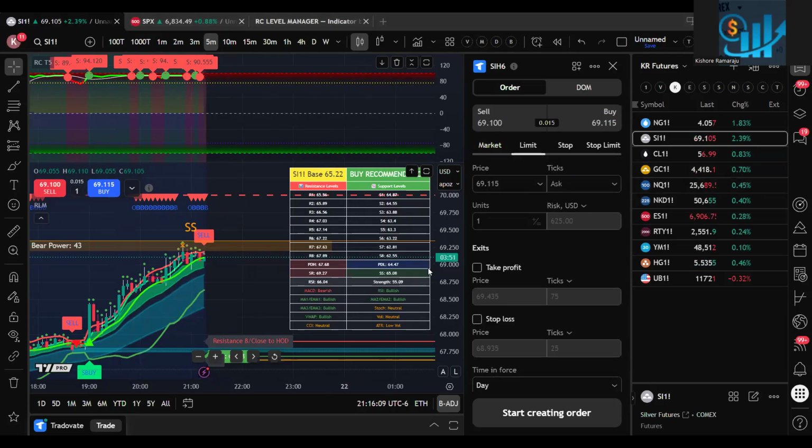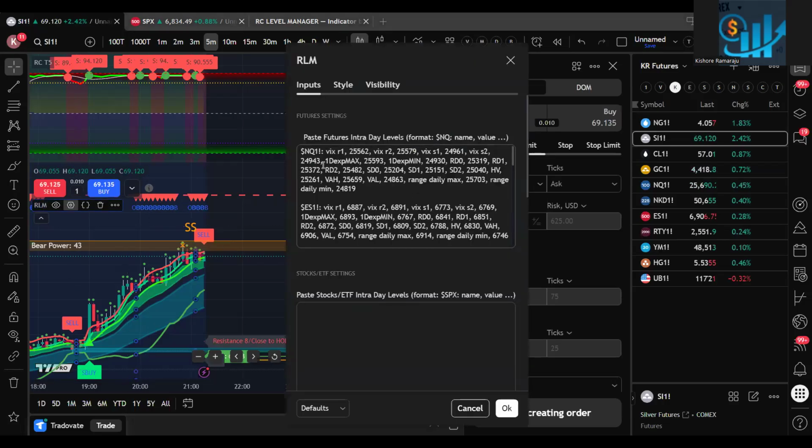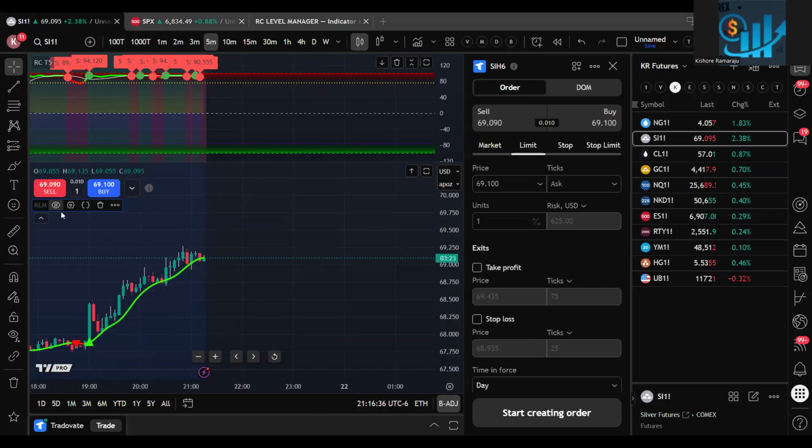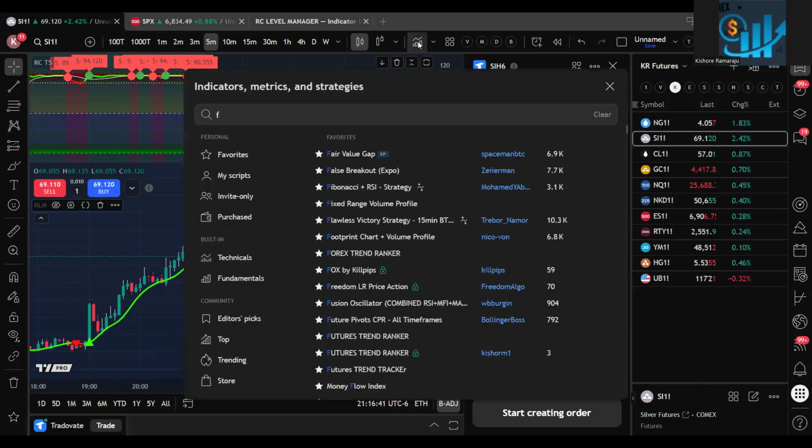So like that, we use the FLM or RLM, SLM. So you have to go and add the files. Then you see all the resistance and support levels. So when you add that input, now I also developed another indicator which will give you those.